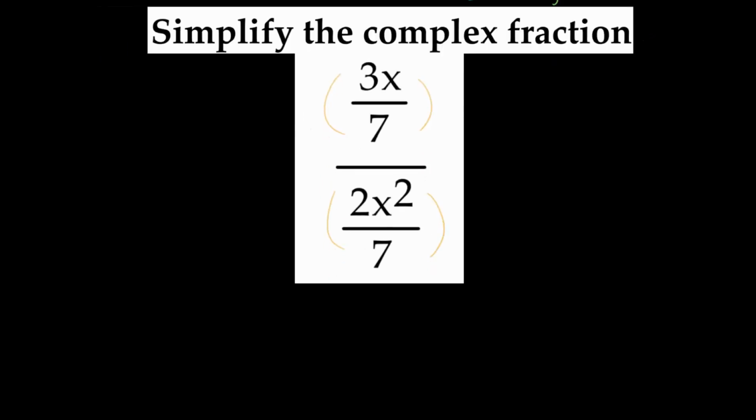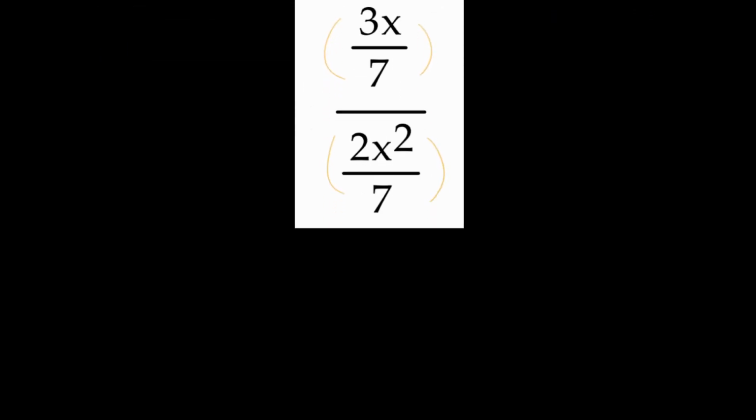Now, assuming that you have attempted the problem, let's start working through this. With complex fractions, there are a couple different ways to approach this. One is to recognize that we're just dividing fractions here. This fraction bar, remember, just means to divide. So we could rewrite this as this top fraction, 3x divided by 7, divided by this bottom fraction, 2x squared divided by 7.